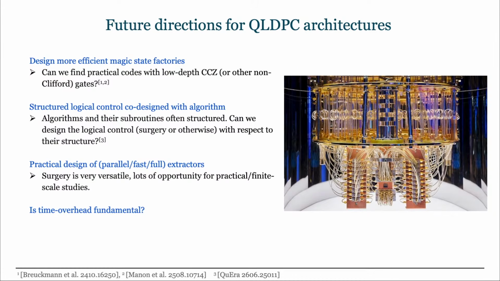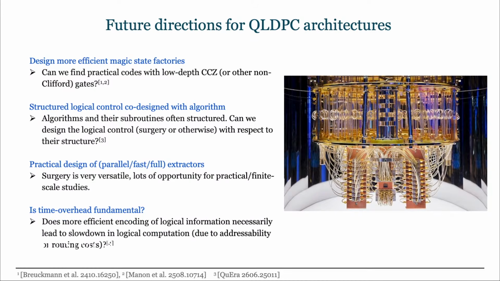And finally, coming back to the problem of time overhead, is it fundamental? In the sense that, does using these more space-efficient encodings of logical information necessarily lead to a slowdown in logical control or logical computation? I think there's some evidence that that might be the case, simply due to the difficulty in controlling individual qubits inside a massive block. There are some reasons that it may not be fundamental. I think this is a very nice complexity theory problem that I'd like to understand better.